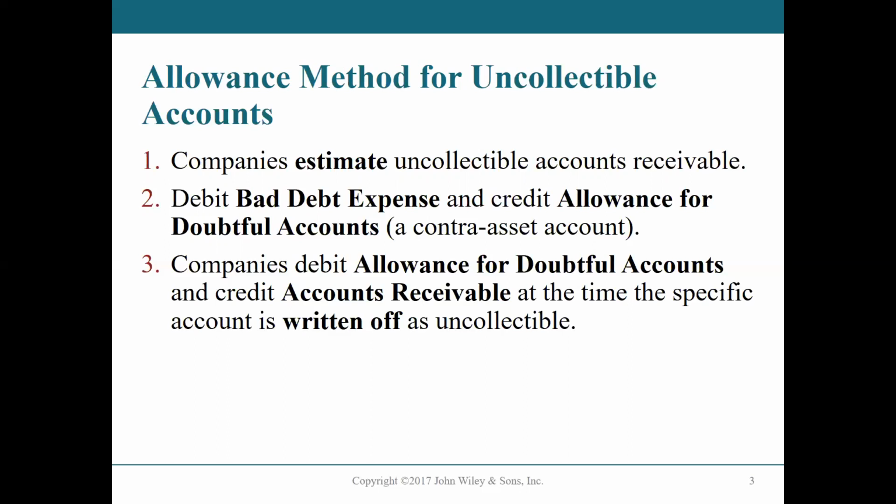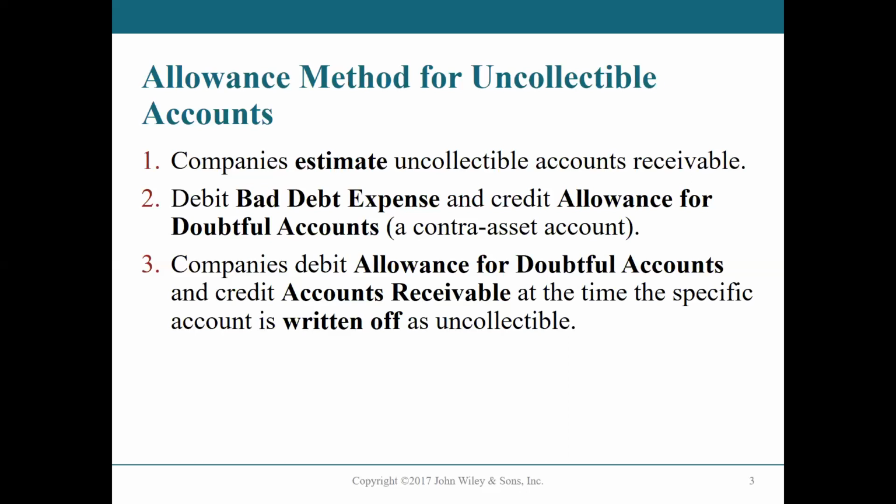The other thing about contra accounts is they're always linked up with a regular account of the same type. So a contra asset is always going to be tied to an asset account. For example, one that we've already learned about is accumulated depreciation. Accumulated depreciation is a contra asset account that's always tied to an asset. And so we always show them together on our balance sheet, in this case, accounts receivable less the allowance for doubtful accounts, and that would give us the book value of our accounts receivable. So accounts receivable is an asset? Correct. So allowance for doubtful accounts is a contra asset.